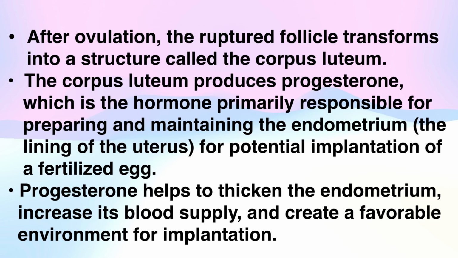After ovulation, the ruptured follicle transforms into a structure called the corpus luteum. The corpus luteum produces progesterone, which is the hormone primarily responsible for preparing and maintaining the endometrium. Progesterone helps to thicken the endometrium, increase its blood supply, and create a favorable environment for implantation.